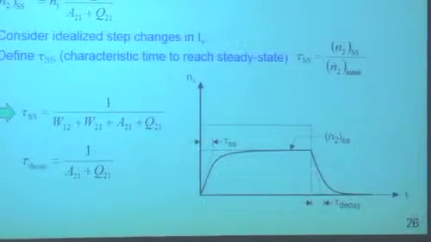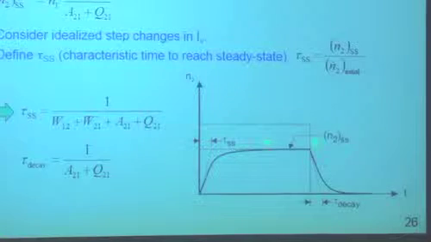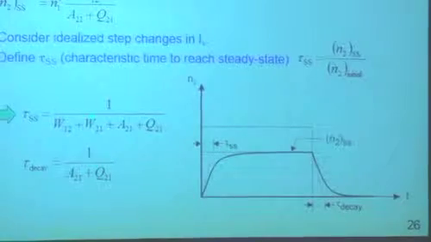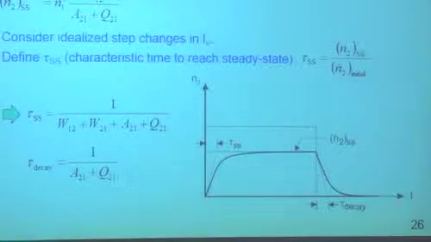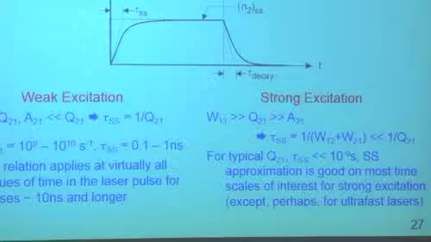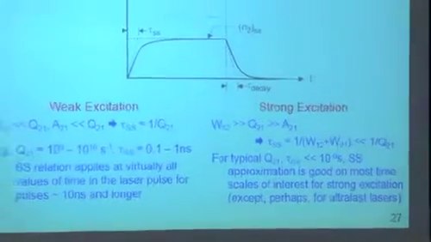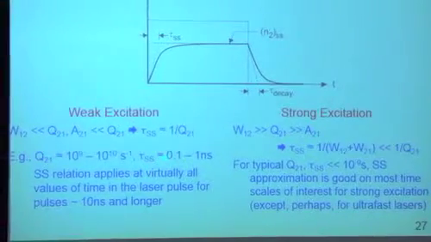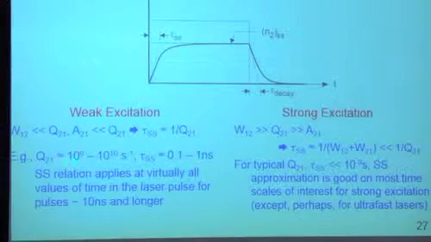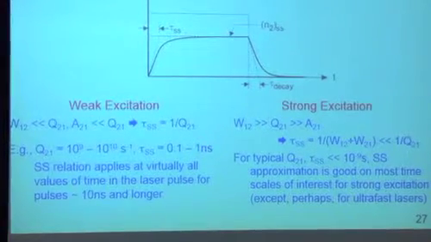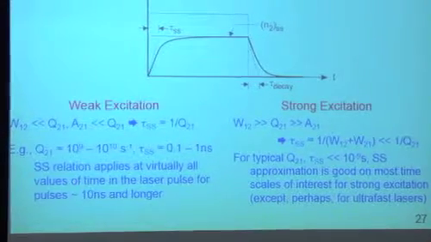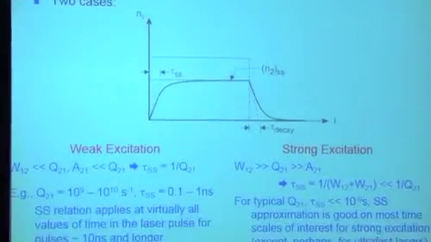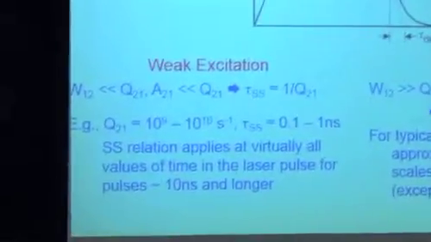What happens when I turn the pulse off? Steady state goes away, and it has a decay time that is only A plus Q because there are no longer any W's. So, two cases, weak and strong. In the weak case, where W12 is small, Q is in the range 10 to the 9th, 10 to the 10th. It's good once you hit, say, 0.1, 0.2, 0.3 nanoseconds. So if you're comfortable working with nanoseconds and longer, you can use steady state analysis.